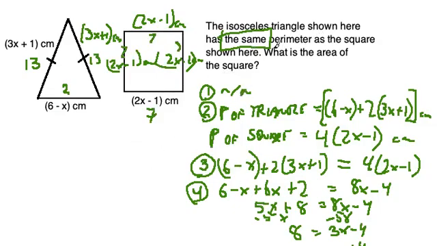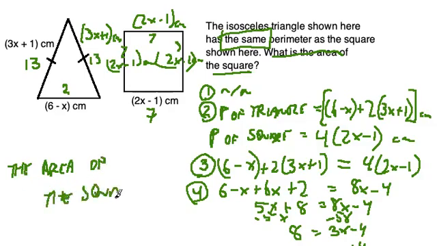But I haven't finished the problem, right? The question is, what is the area of the square? That I would get by doing 7 times 7 and finding that the area of the square is 49 centimeters squared, because I don't forget my units, right?